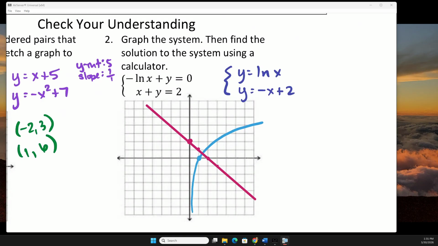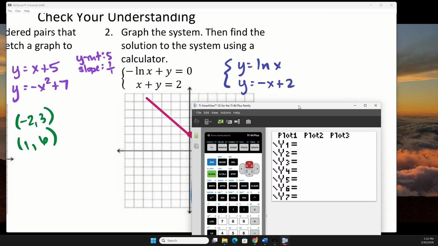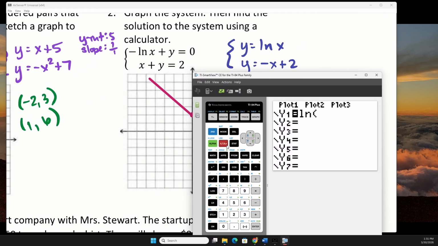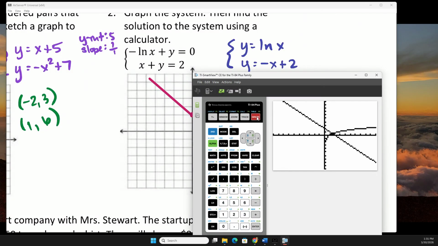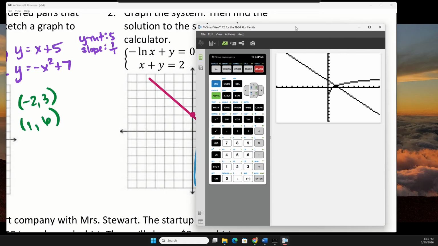All right, so get your calculators out, and then for y1, we're going to put in the natural log of x. And then for y2, we're going to do negative x plus 2. All right, and so that looks a lot like the graph I drew. This isn't a square window, so the slope doesn't look exactly like it's negative 1. It looks a little flatter, but that's okay.